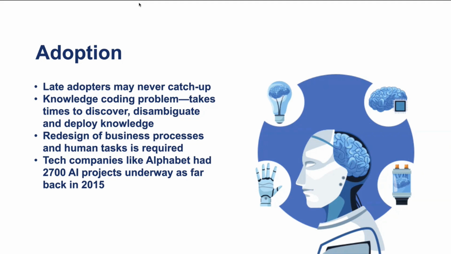And we can swim effortlessly, but to teach someone to swim in terms of instructions, it will be very difficult. We do 1000 things automatically, but when we write them down we don't know how we do. It's a problem, right? So it's a knowledge coding problem in machine that takes time to discover, disambiguate, and deploy knowledge. It's not a code deployment.